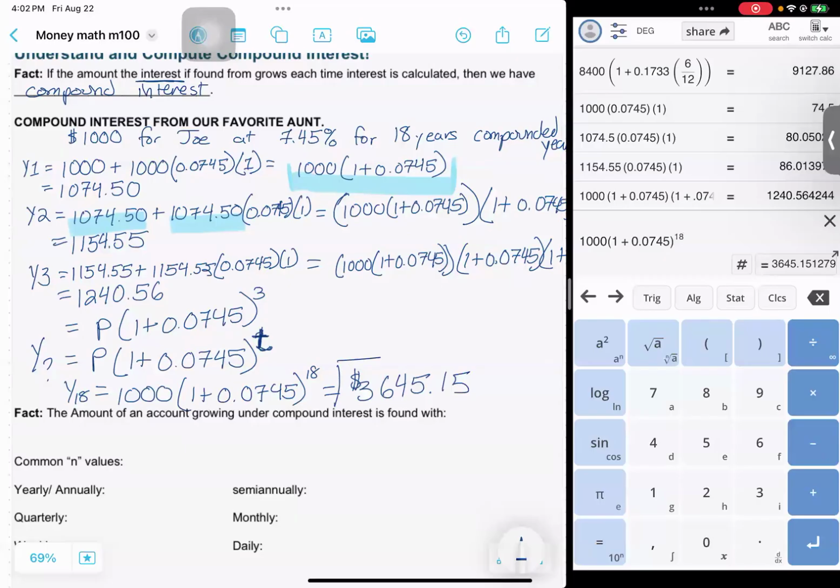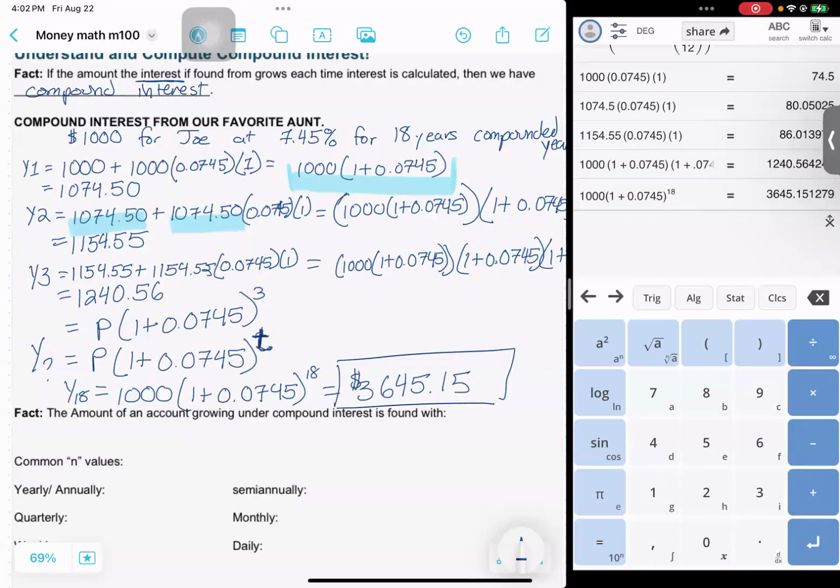$3,645.15 after 18 years. Now, if it had just been straight simple interest, it would have been $1,000 times (1 plus 0.0745 times 18) on the inside of that parenthesis, right? And that's only $2,341. So look at how much bigger compound interest got over the same 18 years.